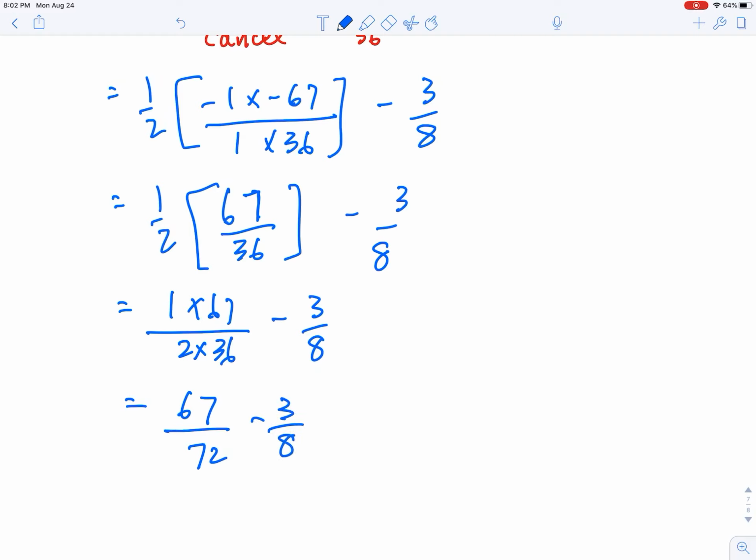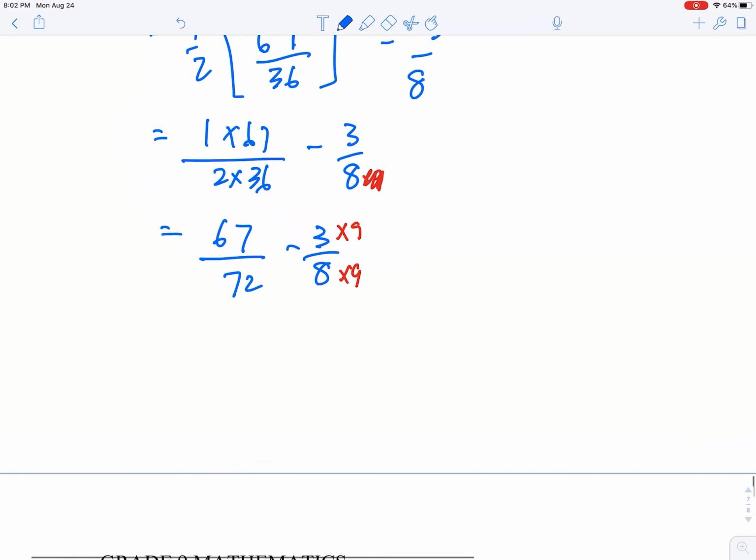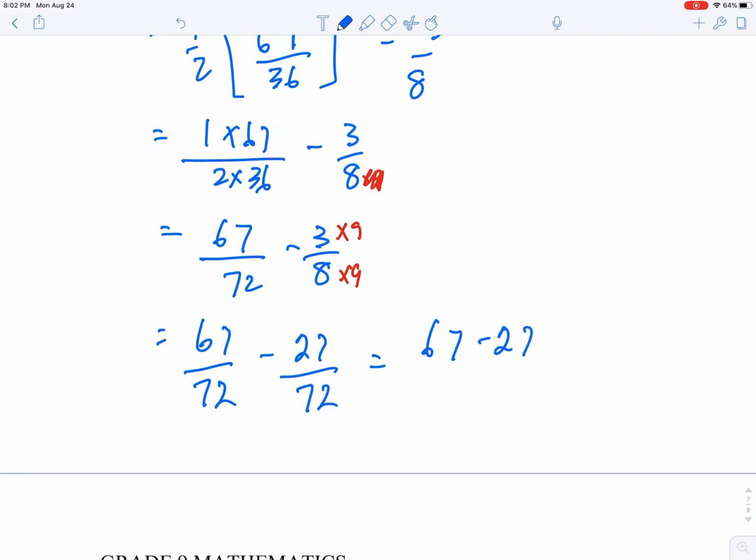Need a common denominator. The common denominator here is 72. So, here. Times 9, times 9. Do I have more room? A little bit. So 67 over 72 minus 3 times 9 is 27 over 72. So that's 67 minus 27 over 72. So 67 minus 27 is 40 over 72.